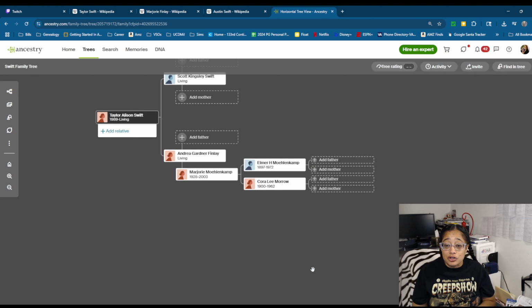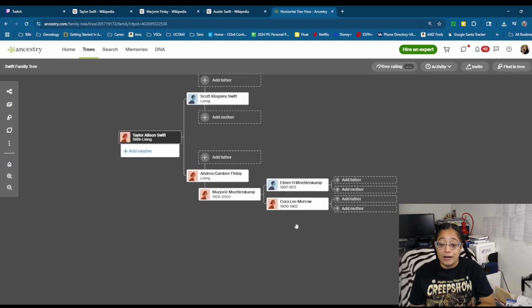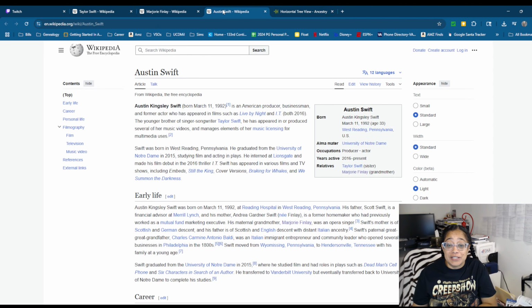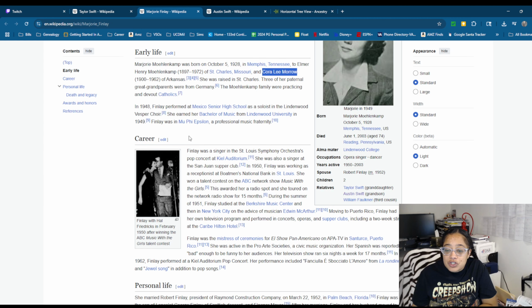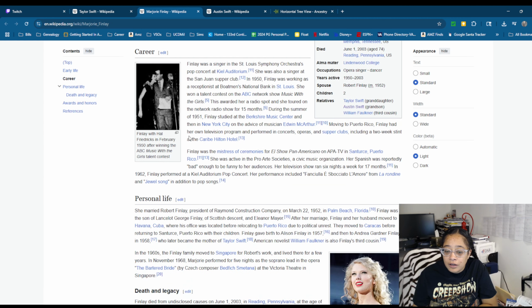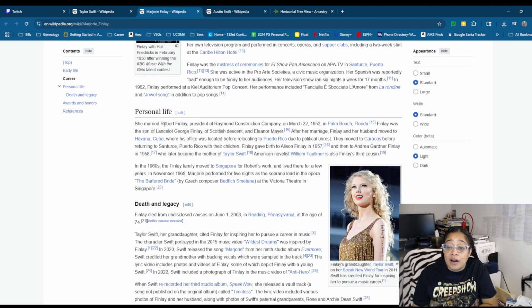So literally just from Wikipedia, we've already got 1, 2, 3, 4 generations on Taylor's maternal side, which is fabulous. We love as much information as possible. And so looking here, we're going to get a little bit more information. Okay. So personal life, she married Robert Finlay on March 22nd, 1952 in Palm Beach, Florida.